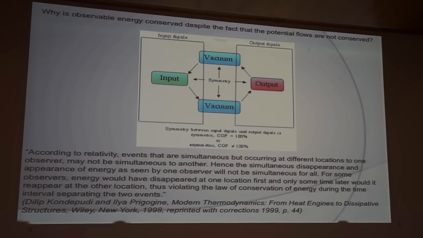Here is a comment from Prigogine that I'd like to read. According to relativity, events that are simultaneous but occurring at different locations to one observer may not be simultaneous to another. Hence, the simultaneous disappearance and appearance of energy as seen by one observer will not be simultaneous for all. For some observers, energy would have disappeared at one location first, and only some time later would it reappear at the other location, thus violating the law of conservation of energy during the time interval separating the two events.